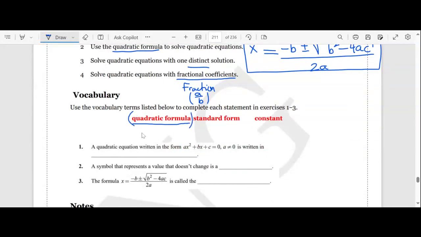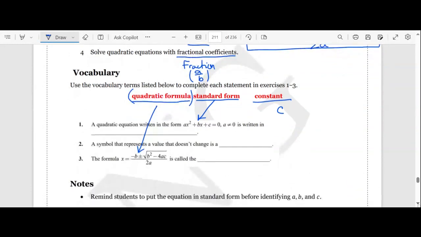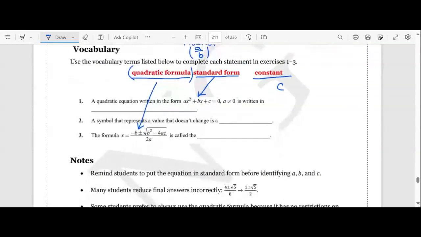Okay, I have 3 words here: quadratic formula, and we talked about the quadratic formula. This one, standard form. What's a standard form? This is standard form. And what is constant? Constant is c, the value for c. Okay, so please use the right word in the correct statement.